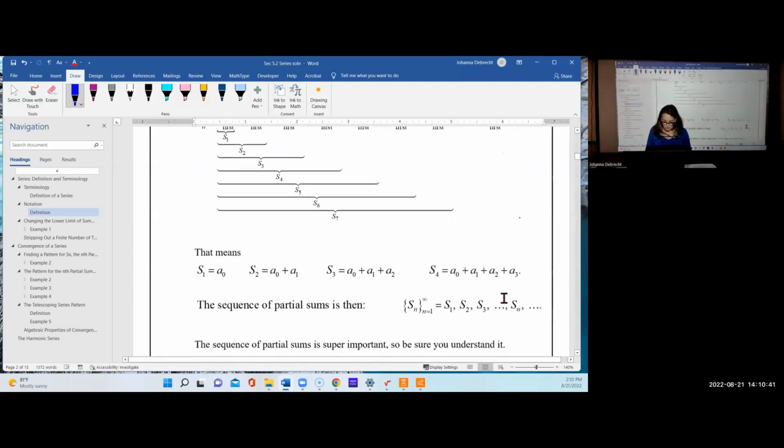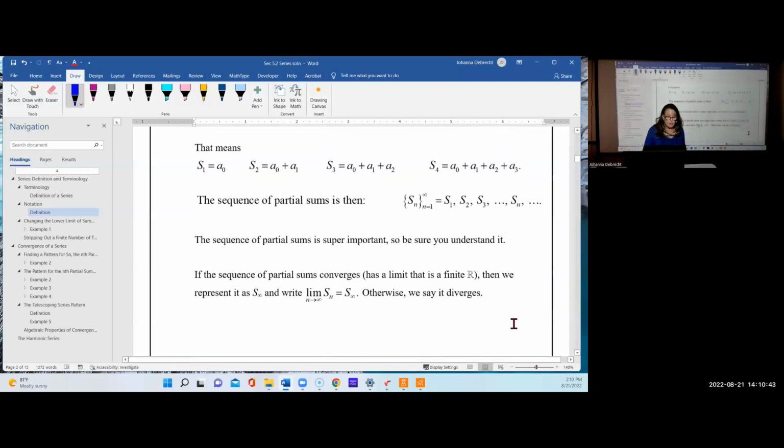So looking down here, you can write them in a slightly different form, which is just that S1 is A naught and S2 is A naught plus A1. These are the terms from the sequence, A naught, A1, A2, A3, A4. And this generates another sequence, which we can write inside the curved brackets, but note that the sequence of partial sums starts at n equals 1 and consists of uppercase S1, S2, S3, S4, and so on. This sequence of partial sums turned out to be super important. So you want to be sure that you understand where it is coming from.